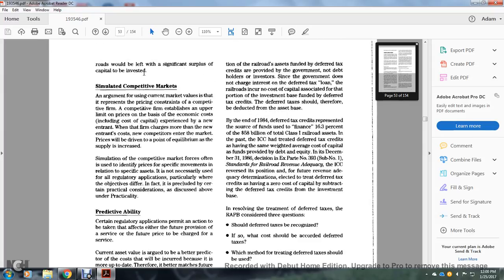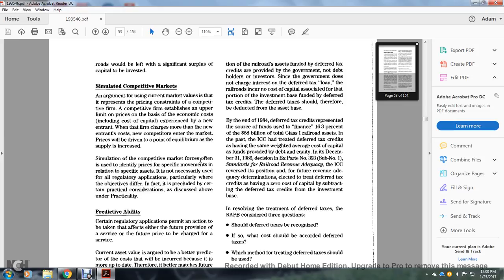Alright, simulated and competitive markets. An argument using the current market value to represent the price constraint with the competitive norm. The competitive norm establishes the upper limit of the price base for the economic cost, including cost of capital and experience for the new entrant. A firm that charges more than the new entrant cost invites new competitors to enter the market. The price will be driven to a point of equilibrium as the supply is increased.